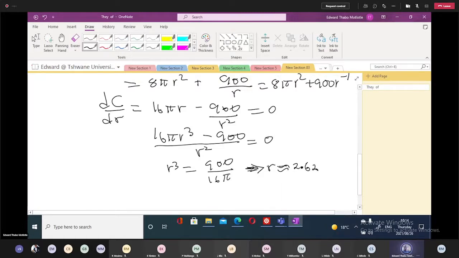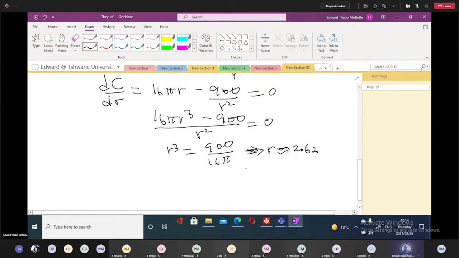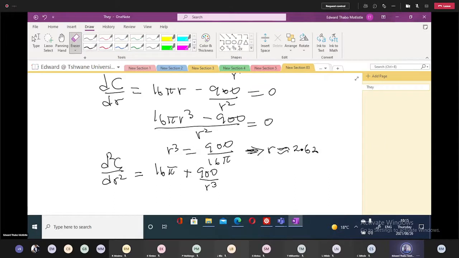2.62 by solving this one here. Now, to test if indeed we are going to get the maximum or minimize the cost, we have to test by using the second derivative test. So from the second derivative test, we differentiate this one. It's going to be 16 pi plus 900 r to the power 3. It's not 900, I think it must be different. It's 1800 because you're going to multiply by 2. So it's 1800.